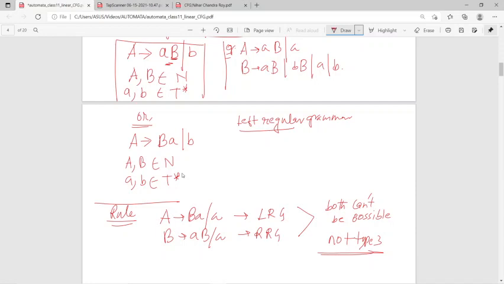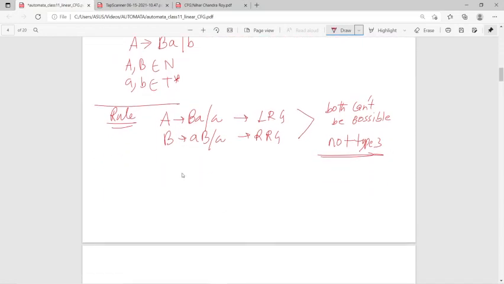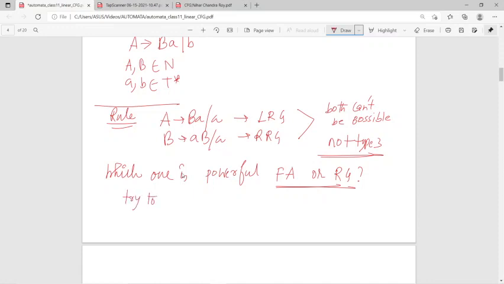Now the question you can ask is which one is more powerful: finite automata, which is the accepting device, or regular grammar, which is the generating device. To search for that, let us try to convert from finite automata to regular grammar.